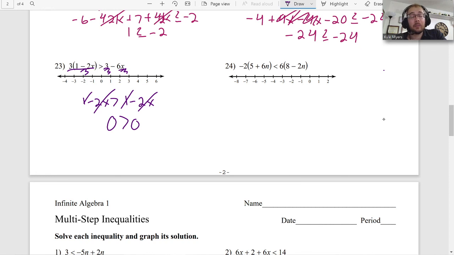0 is 0, but 0 is not greater than 0. You are never greater than yourself, right? That wouldn't make any sense. So no solution. No solution on there.